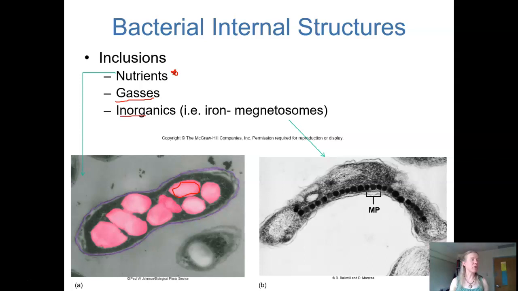And then this is the craziest one, right? So sometimes they're storing inorganic materials, in this case, iron, and they're actually using this as kind of a magnet. So they're using this to do something telling with directionality. I'm not really sure if we know what they do with that information, right? But they can store all sorts of different things.